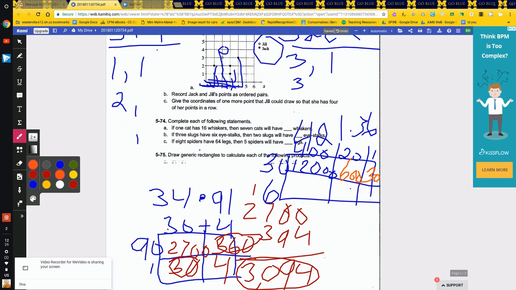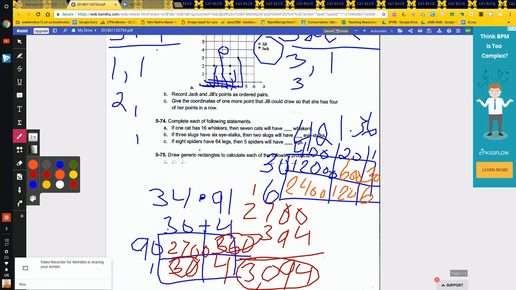So now I got 400 times 6. 6 times 4 is 24. Add my 2 zeros. 6 times 2 is 12. Add my 1 0 for 120. And 6 times 1 is 7. Okay, just making sure people are paying attention. All right, 6.